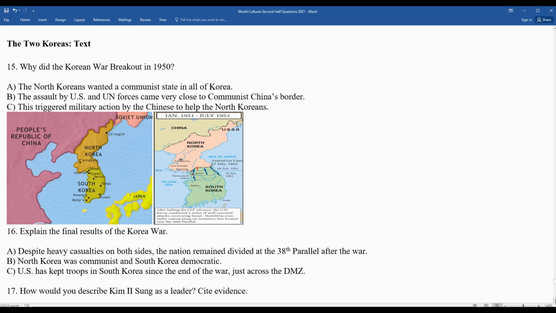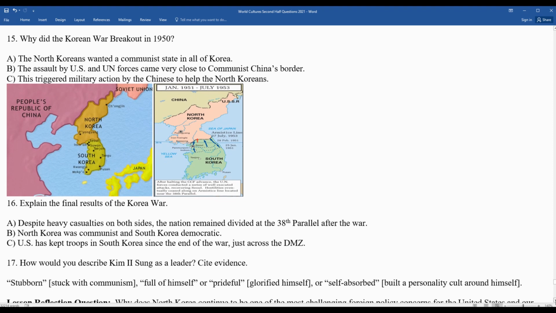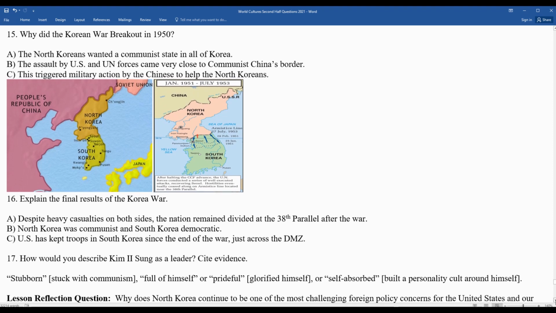17, how would you describe Kim Il-sung, the leader of North Korea? He was stubborn, full of himself, very prideful, self-absorbed.